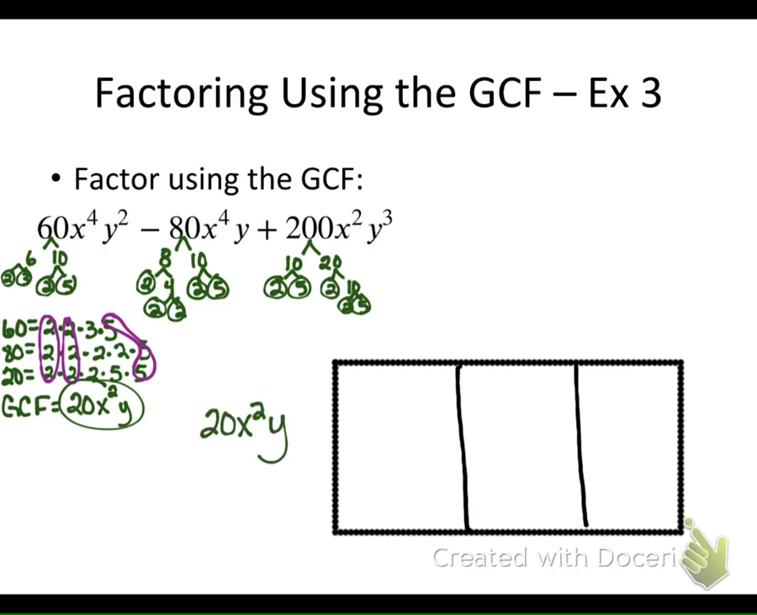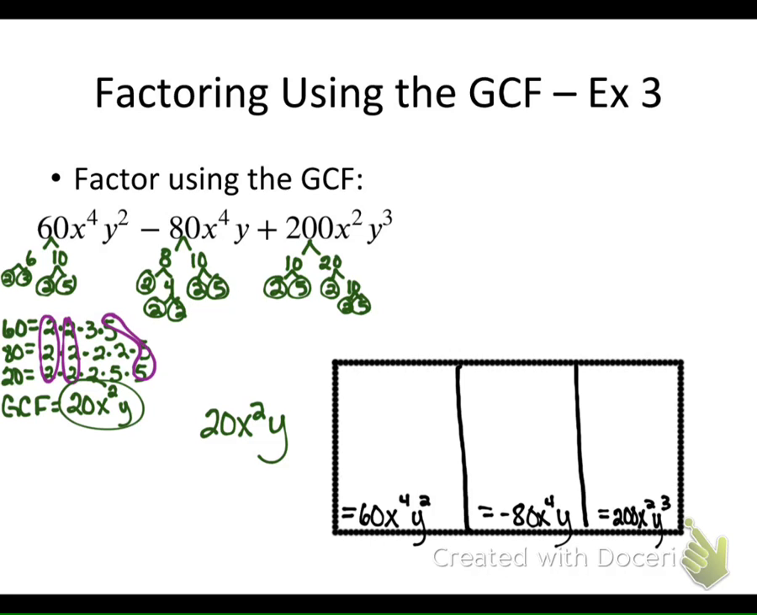So my greatest common factor becomes the height. What other information do I know here? You need to put the 60 in the area. Because I have the area, I can go ahead and put the area of each rectangle down at the bottom here. So my second area is what? Negative 80. You write this down. Negative 80x^4y. And the third one, 200x^2y^3.